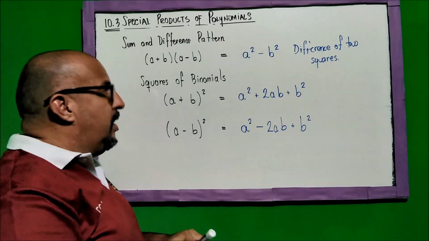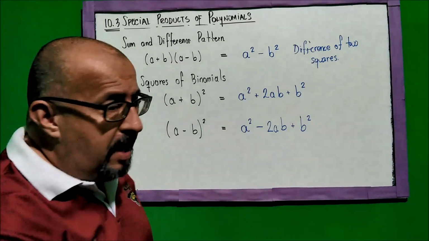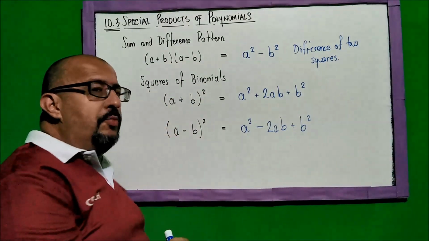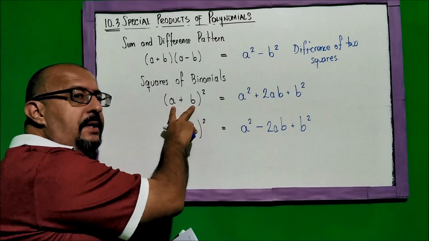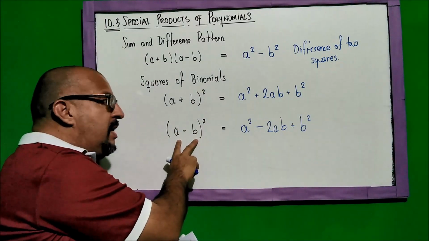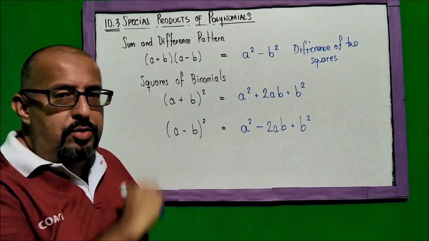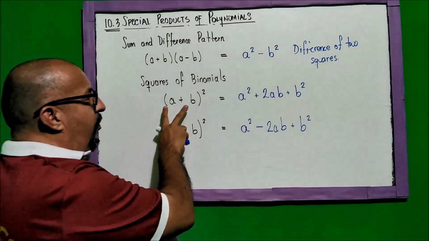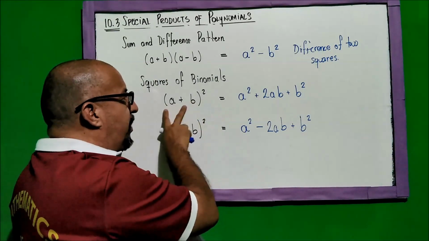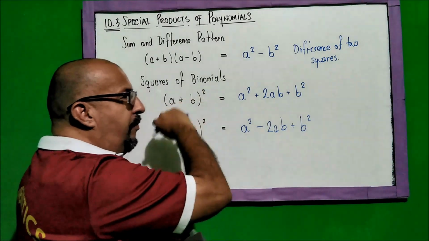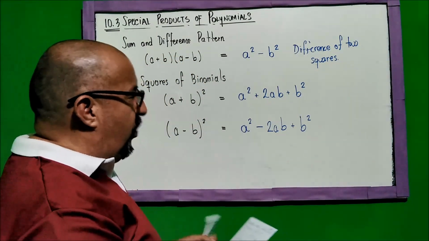Then the other type of repeated pattern that we may have is the one that we call a square of binomials. For this situation, we have a binomial that is adding or a binomial that is subtracting, and each binomial is squared, or raised to the second power. If we apply the FOIL method again, we end up having these two expressions.